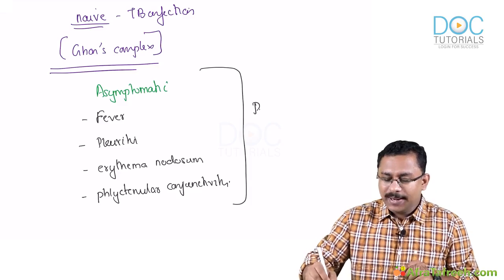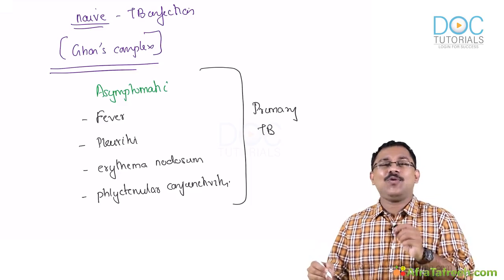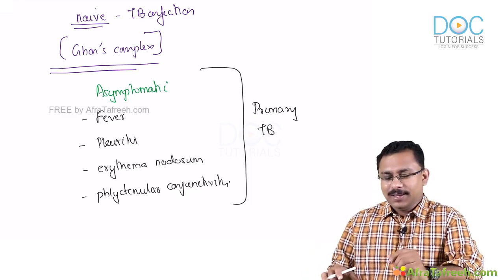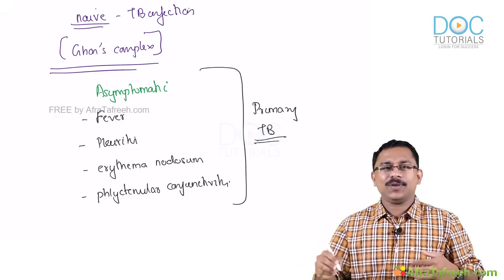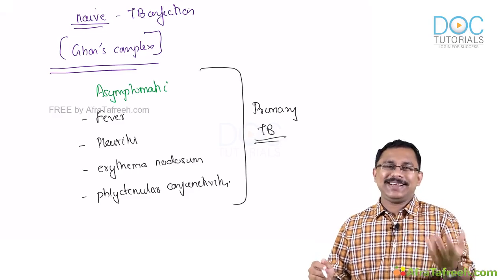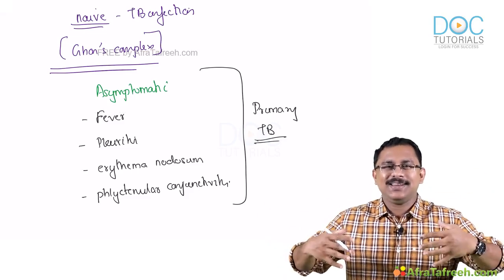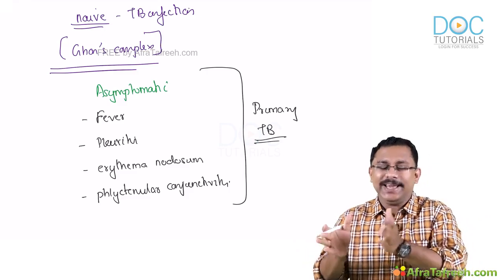Your primary TB. So primary TB is related to what formation? Ghon complex formation. Now when an individual develops primary TB, what happens next? Does the disease progress, or does he contain the infection, or does it go to a latent stage? That is what we are going to see next.